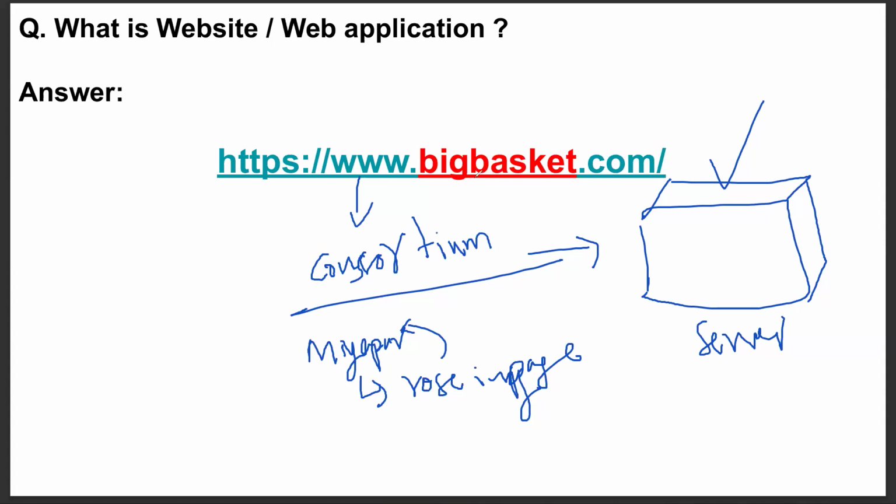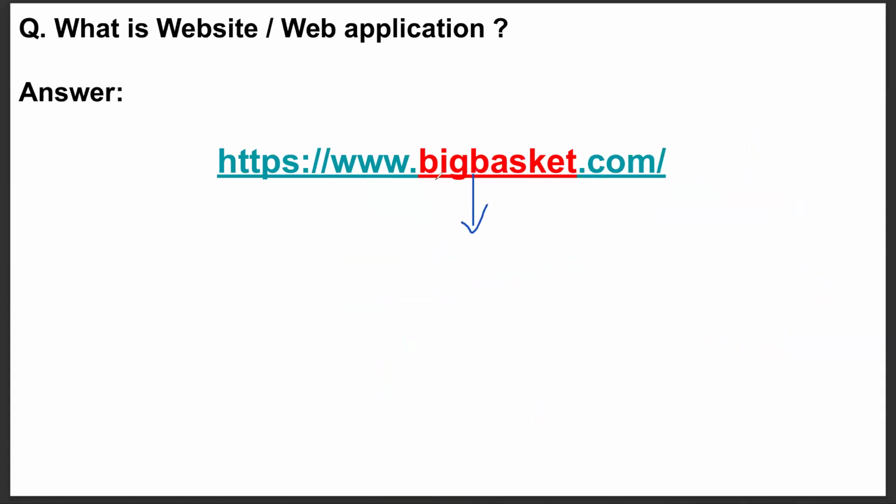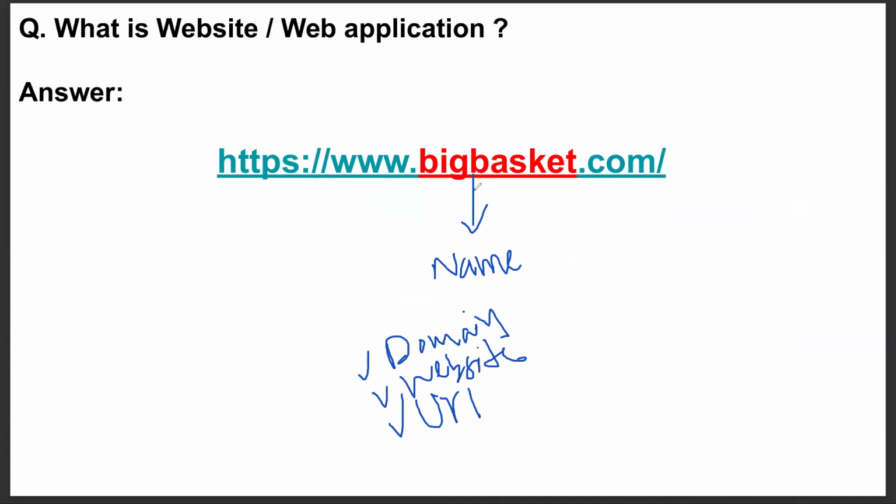Now, Big Basket, I think everyone knows it. What is it? It's a domain name. Some people call it a domain name, some call it a website name, and some call it a URL. Any term you can use, all are correct. Or you can say it's an organization name, an institute name, or a person's name. It could be considered anything: a domain name, website name, URL, or organization name.